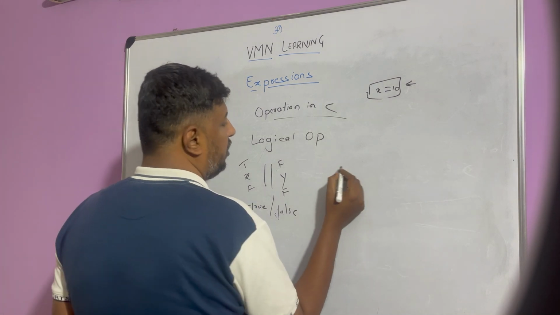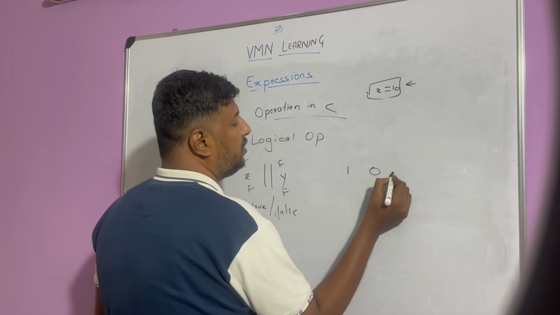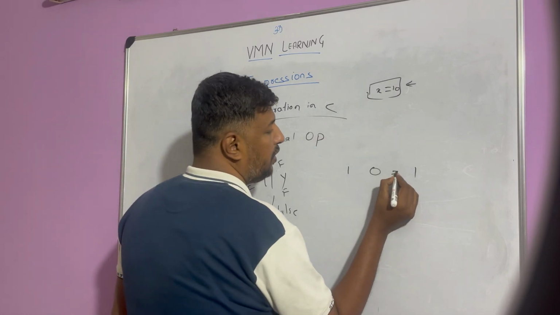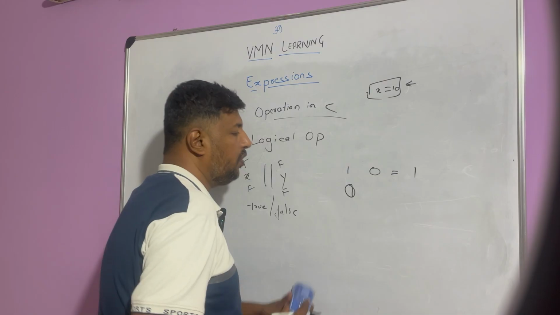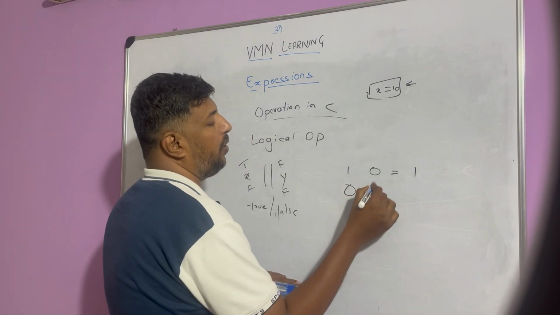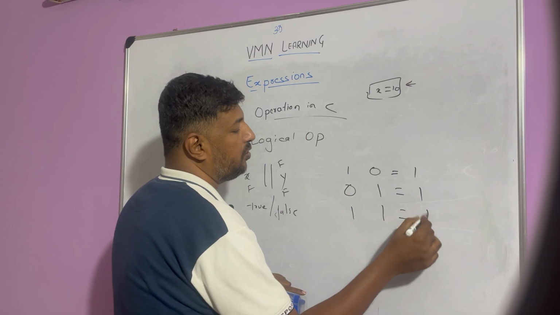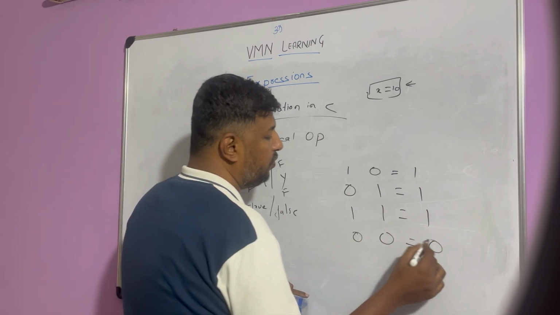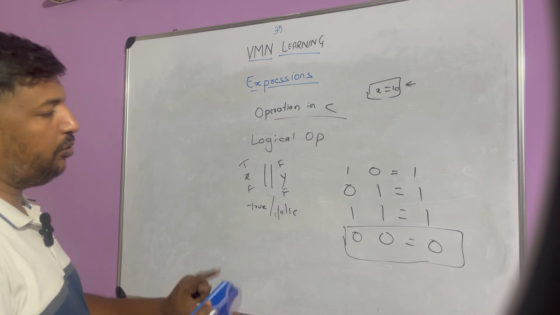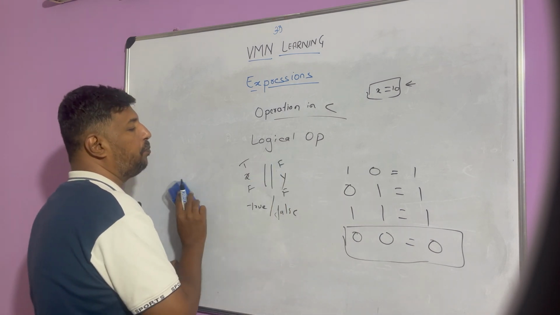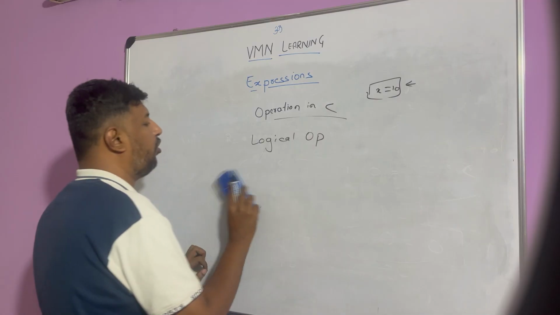So you might have heard this: X is 1 (true), Y is 0 (false), then it is 1, true. X is 0, Y is 1, then it is also 1. X is 1, Y is 1, that's also 1. X is 0, Y is 0, then it is 0. So only if both are false will it be false, otherwise it will be true. Okay, so that is the OR operator, a logical operator.